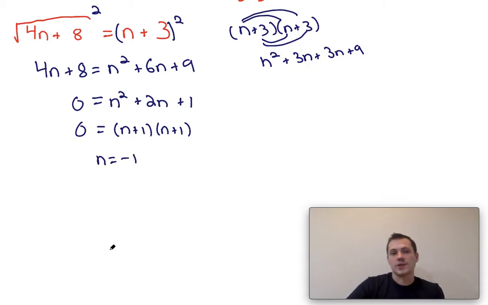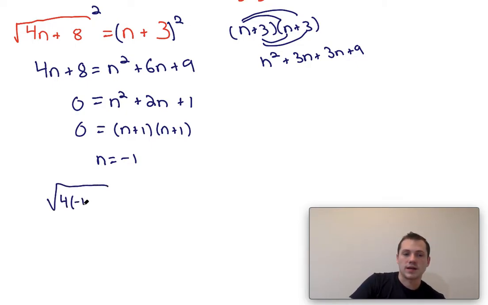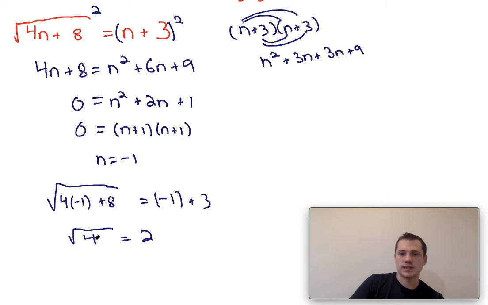But we have to check for extraneous solutions. So I would do the square root of 4 times negative 1 plus 8 has to equal negative 1 plus 3. So 4 times negative 1, that's negative 4. Negative 4 plus 8, well, that's 4. Negative 1 plus 3 is 2. And the square root of 4 is just 2, so we get 2 is equal to 2. So we know that n equals negative 1 is our solution.